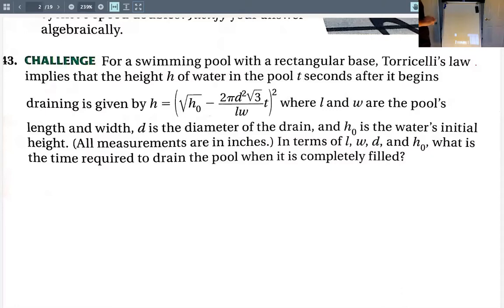But your answer should have L, W, D, and H naught on one side and T on the other side of the equation.